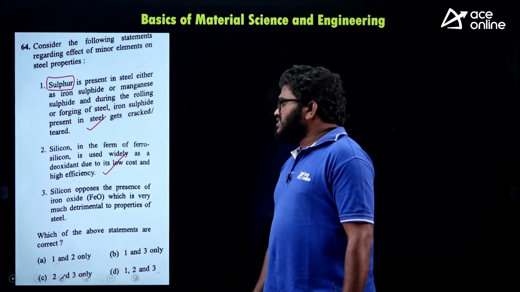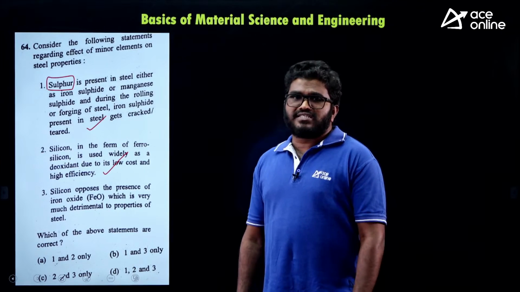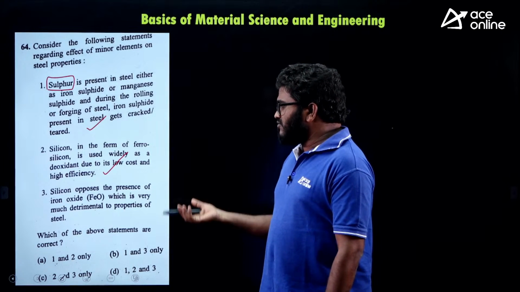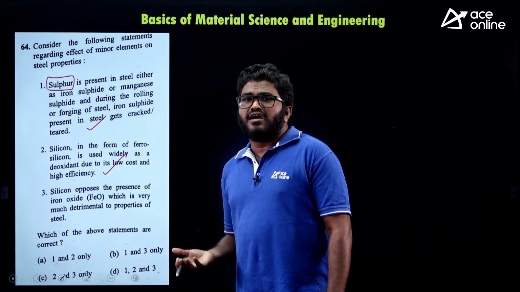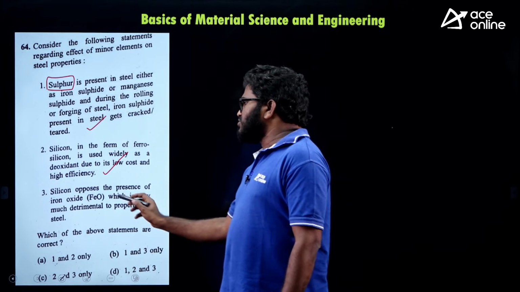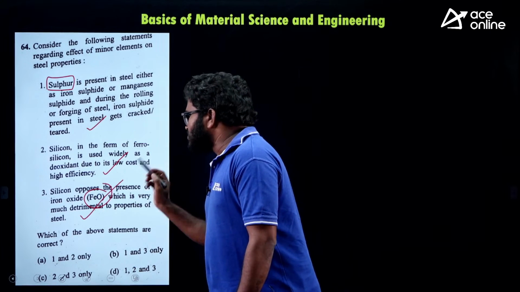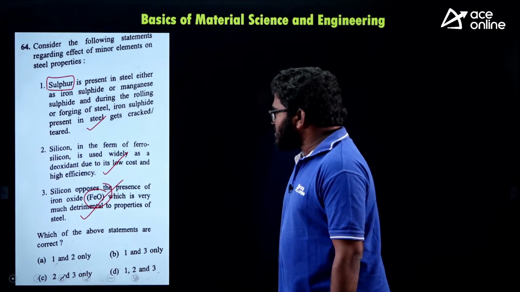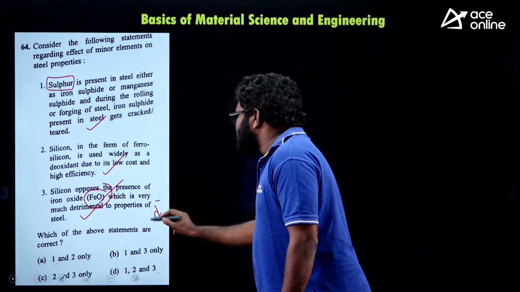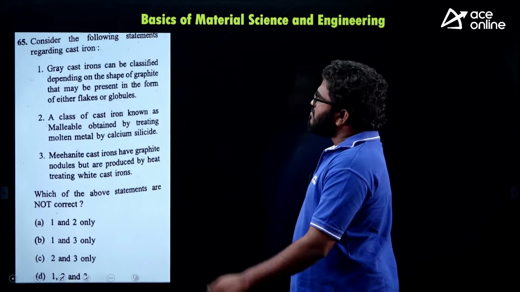Third statement: silicon opposes iron oxide. Silicon reacts with oxygen and forms silicon oxide, so iron oxide formation is reduced. So silicon is also detrimental to corrosion. The third statement is also correct. So all three statements are correct, and D is the correct answer for this question.